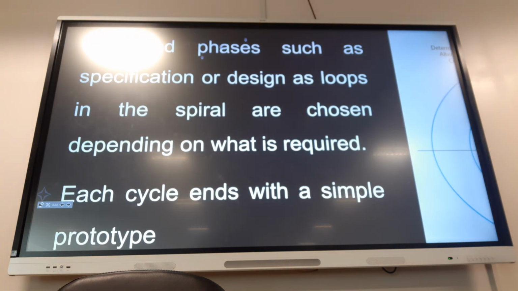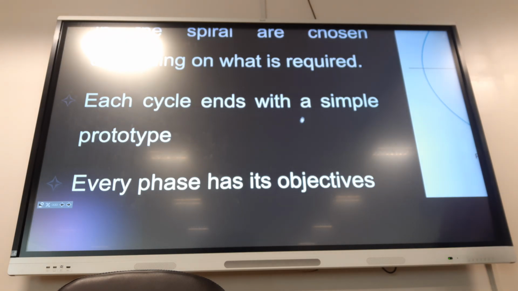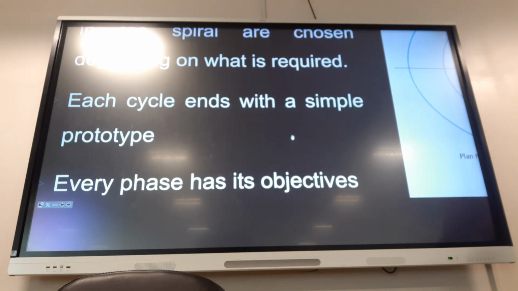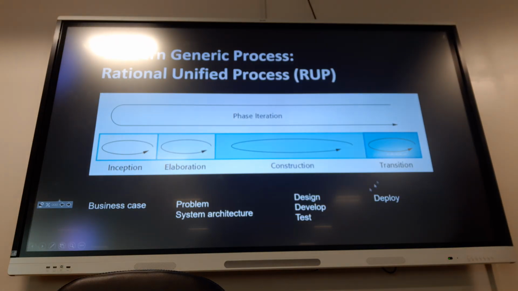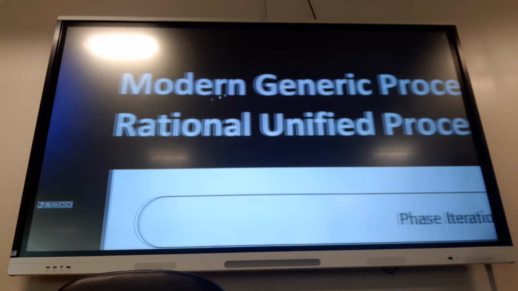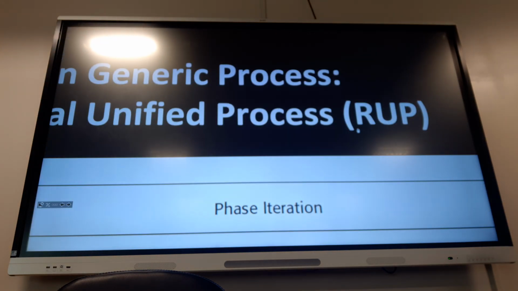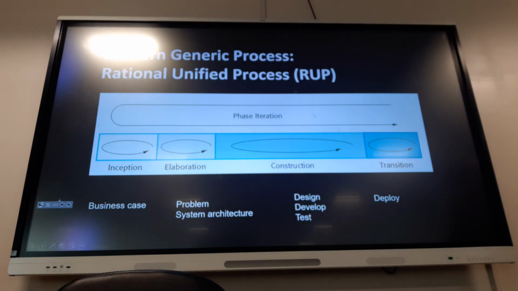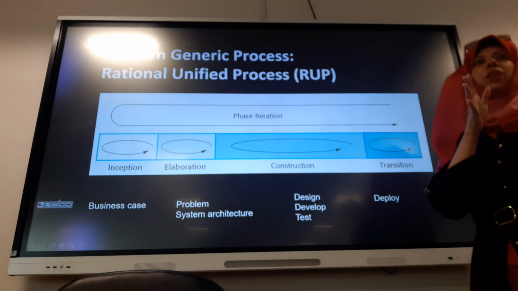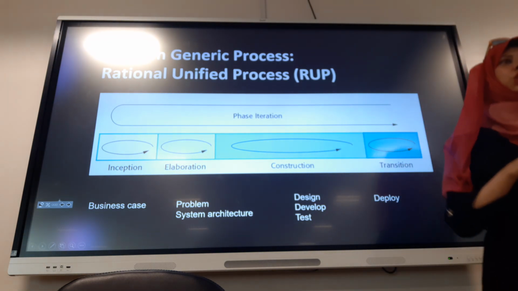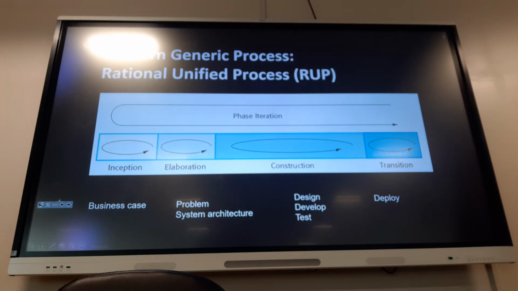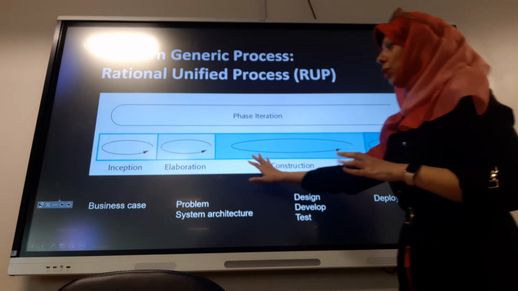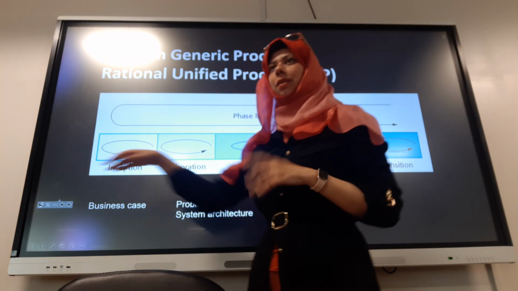So again, it doesn't have a fixed phase like specification or design. Each cycle ends with a simple prototype and every phase has its own objective. Now they come up with that modern approach, which we know as RUP, Rational Unified Process. And believe it or not, this is a typical intro to a big concept that you are fully aware of. UML diagrams. Yes. So UML came in part of this process mostly, but let's look into first how it's designed.